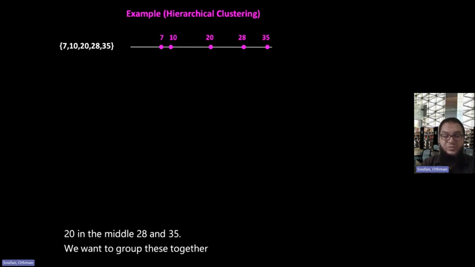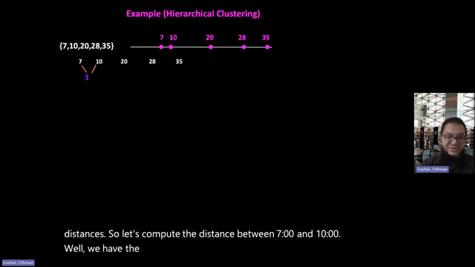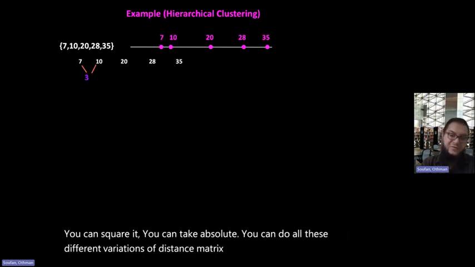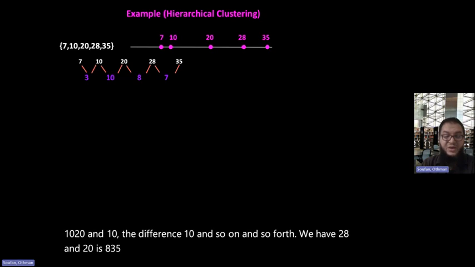So the best way is to compute distances. Let's compute the distance between 7 and 10. Well, the difference is 3. This is a measure of distance. You can square it, you can take the absolute value, you can do all these different variations of distance metrics, but this is enough for now. 10 and 20, the difference is 10, and so on and so forth. We have 28 and 20 is 8, 35 and 28 is 7.